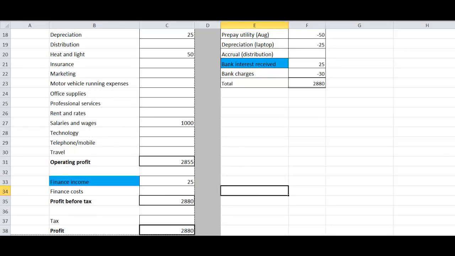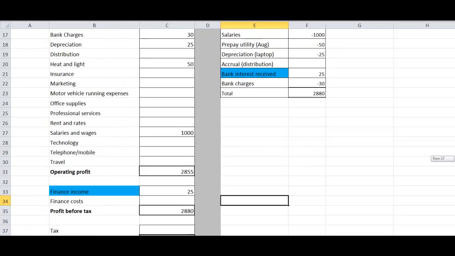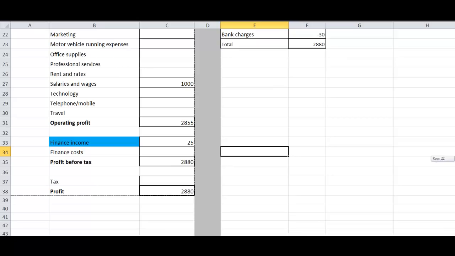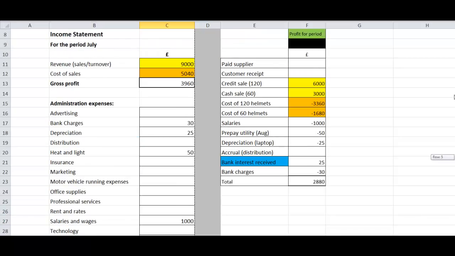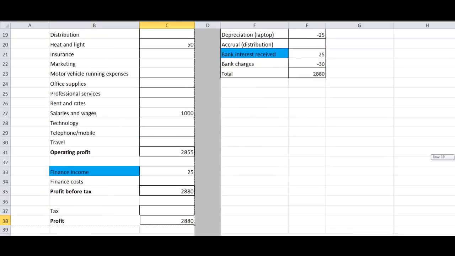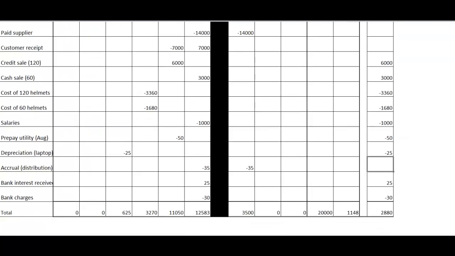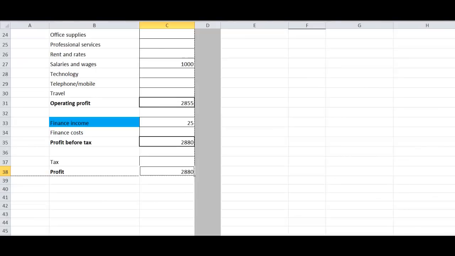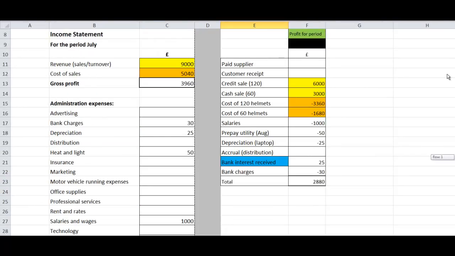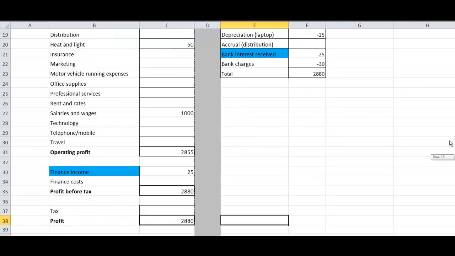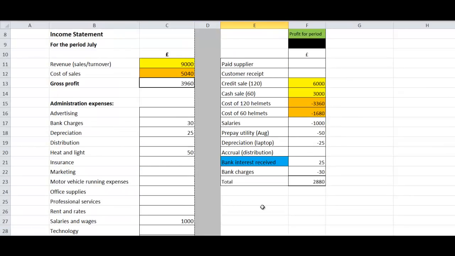So there's our interest received. And you'll notice that then we have the same profit figure that we have in the accounts worksheet. So we know we've got all of our items into the accounts worksheet. So if we work backwards to the accounts worksheet, you see there is the £2,880 that we have in our income statement. So now we've got all of the transactions that have come across from the accounts worksheet.